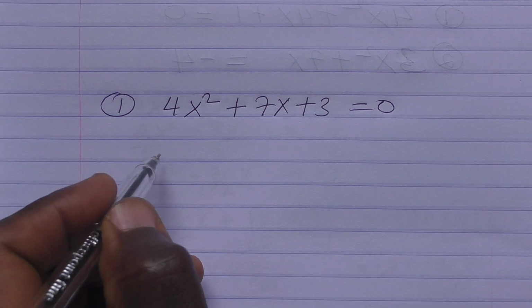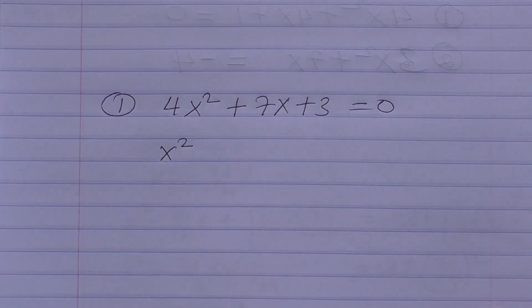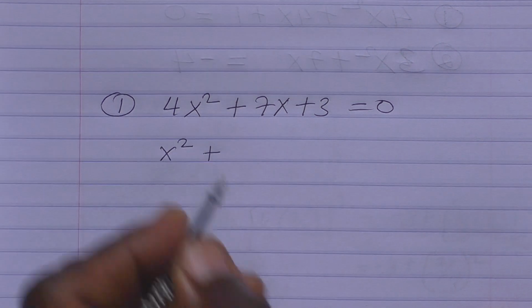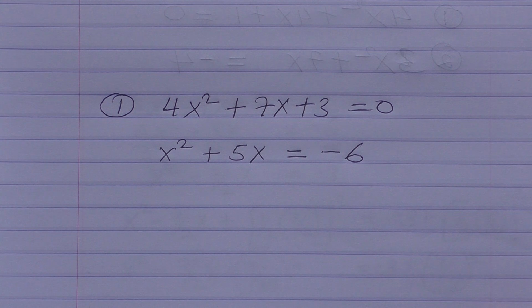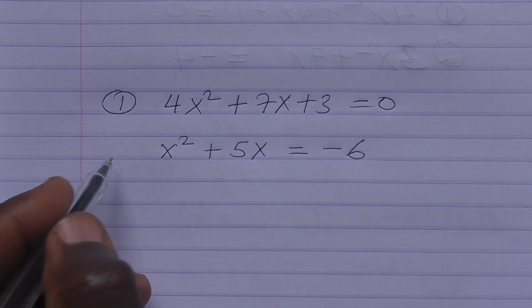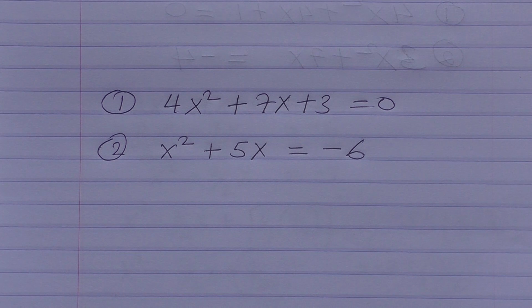Then we can also have x squared plus 5x equaling to -6. So you try those two using completing square. And you can also use factorization method to see if you get the same answers in both methods. Otherwise, that has been our lesson.